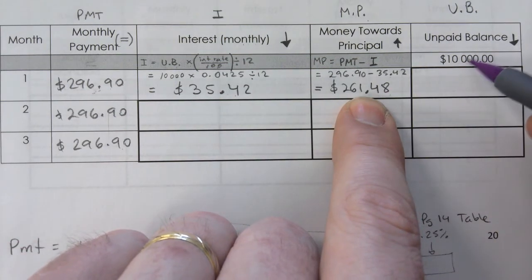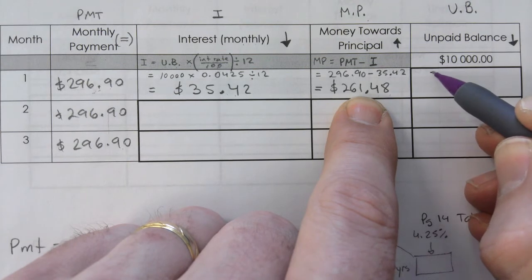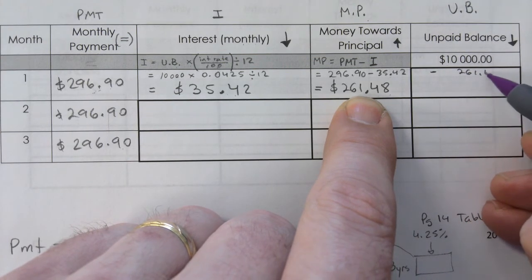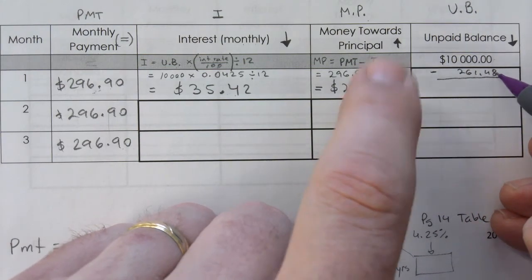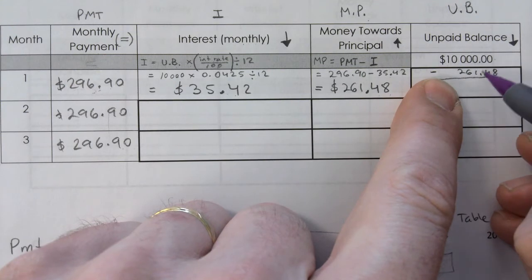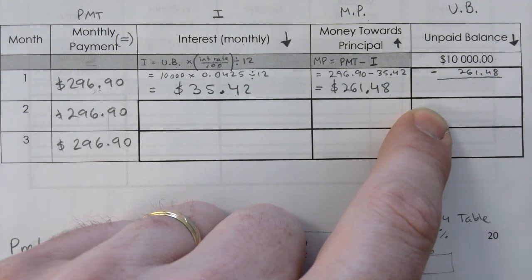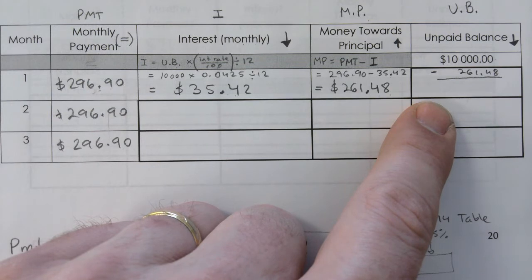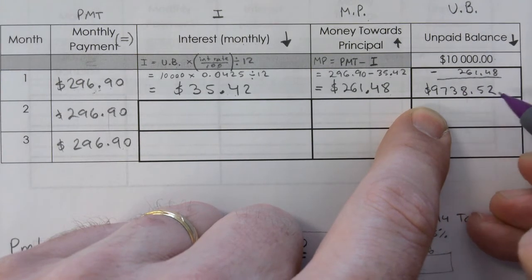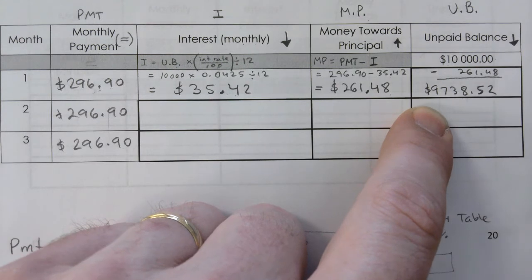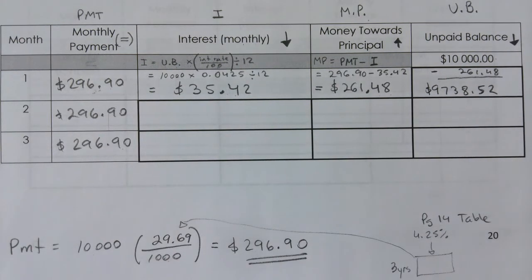This goes towards paying off your balance. I'm just going to do this minus 261.48. The principal of your payment goes towards paying off your unpaid balance. So 10,000 minus 261.48 is 9,738.52. And the saga continues. It just keeps on going the same way every month.